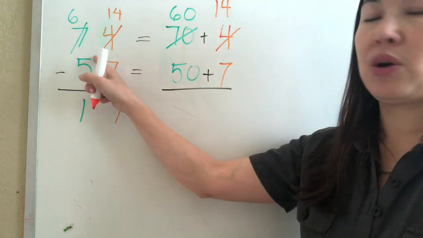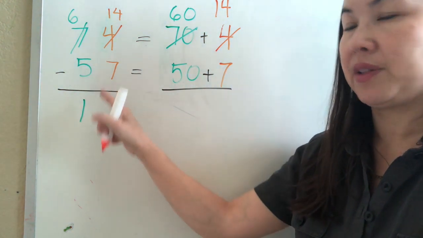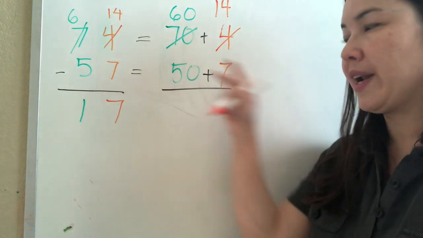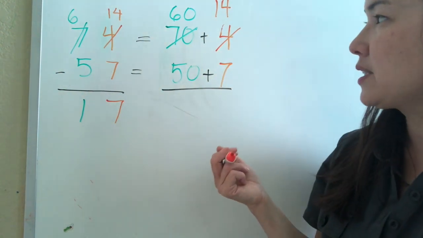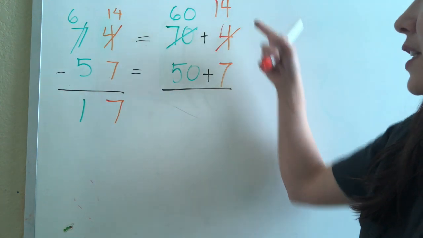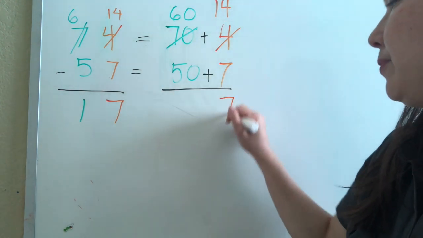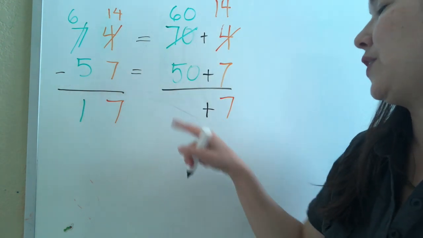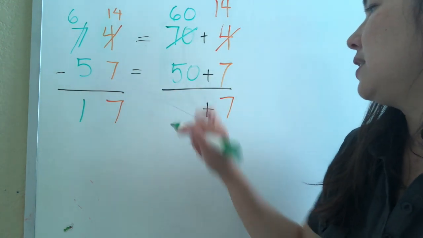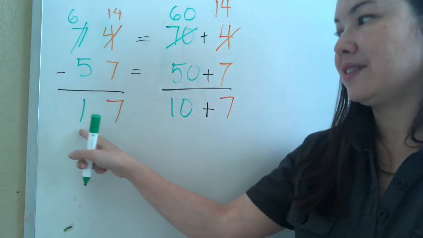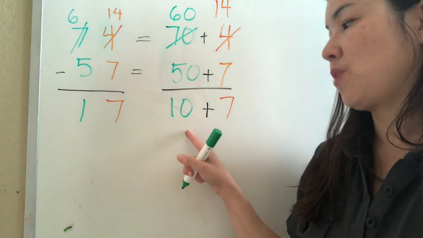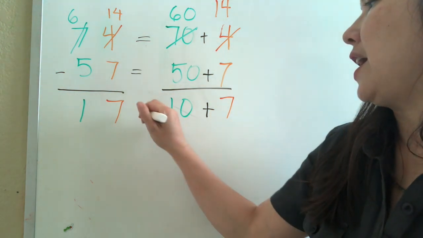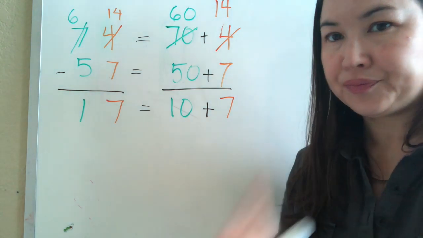So this might be fine for you and you understand how to do it this way. You might like to see it spread out in expanded form. And then we would still do the subtraction. 14 minus 7 is 7. Plus 60 minus 50 is 10. And 17 is just another way to say 10 plus 7. Let's do one more way.